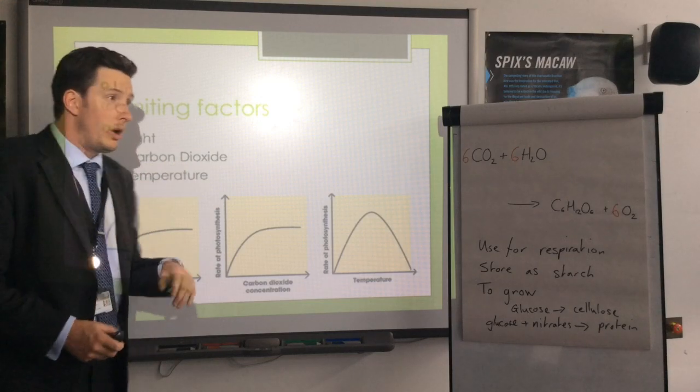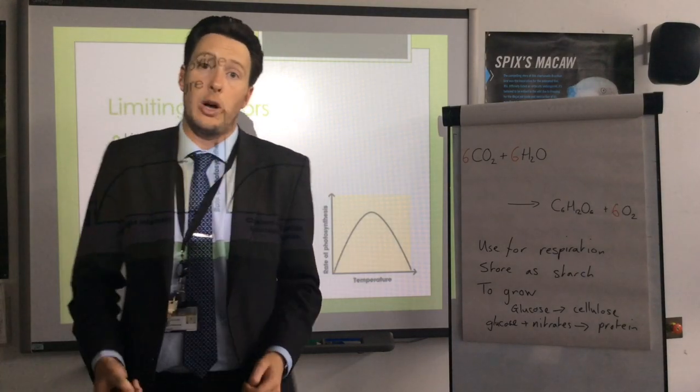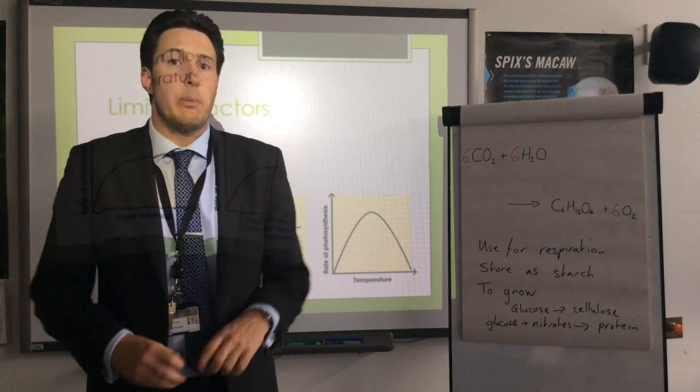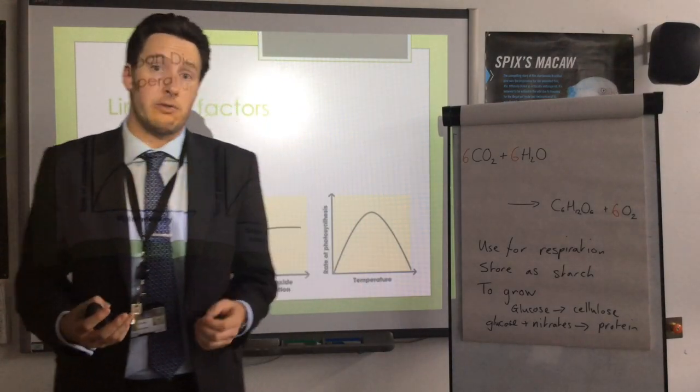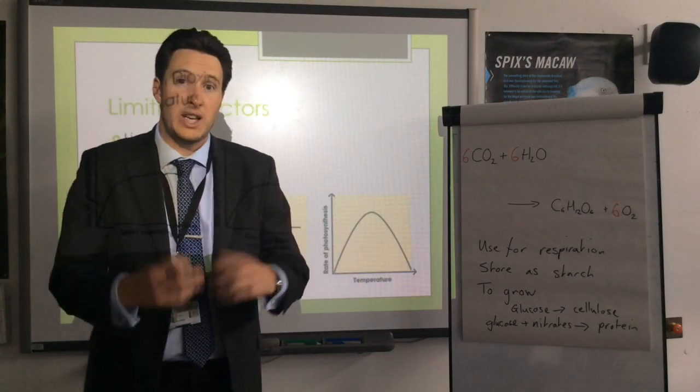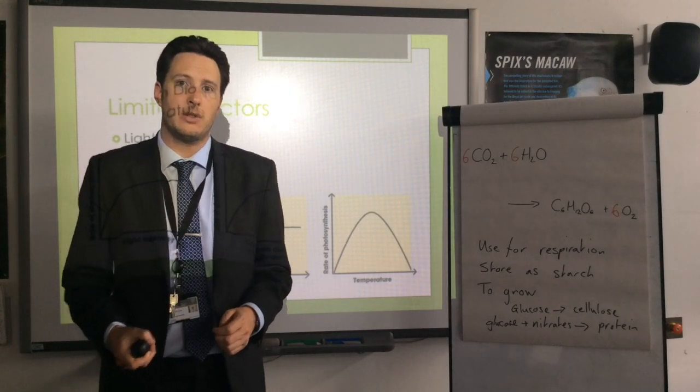How else could they do it? Well, there's a certain amount of carbon dioxide in the air normally, but if you've got a really high-tech greenhouse, you could pump carbon dioxide in to increase the rate of photosynthesis.